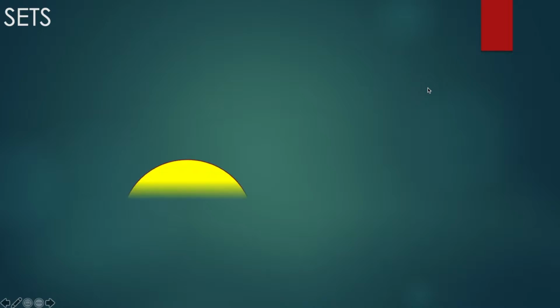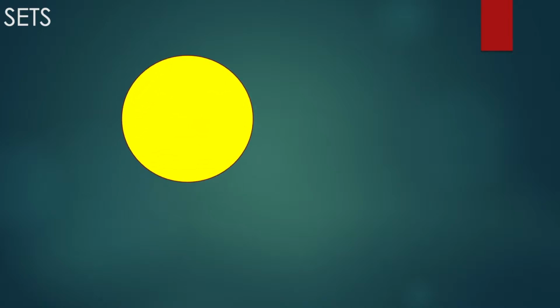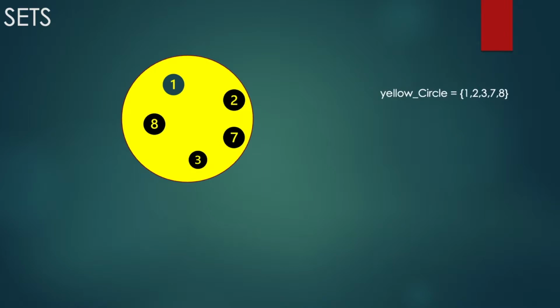I think we all are aware of sets from our schooling days. So think of a scenario where we have a yellow circle with a few numbers: 1, 2, 3, 7, 8, and we have another set of numbers, a green circle with some intersections with the yellow circle. In the green circle we have 2, 4, 6, 7, and 9, where 2 and 7 are intersecting with the yellow circle.